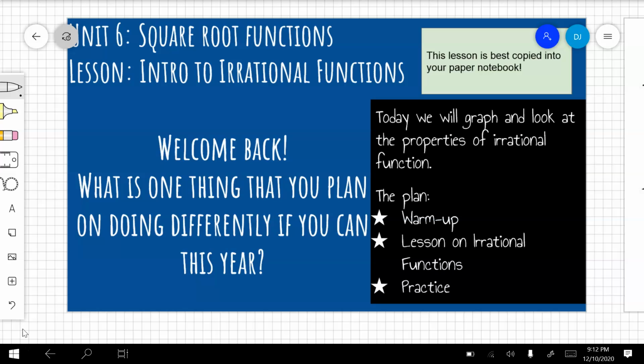Now, this lesson and pretty much every lesson after this point is best copied into your paper notebook, and quite a few lessons from before this, but yeah, let's go ahead and get started.